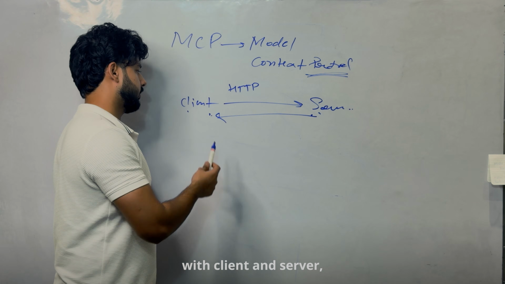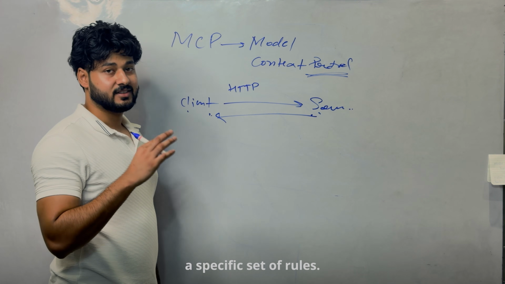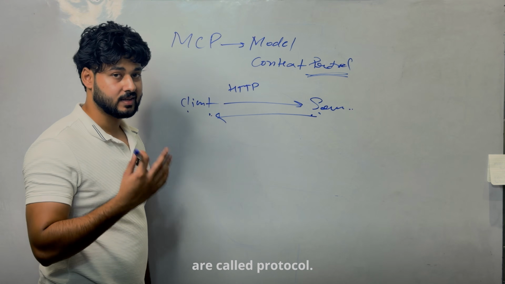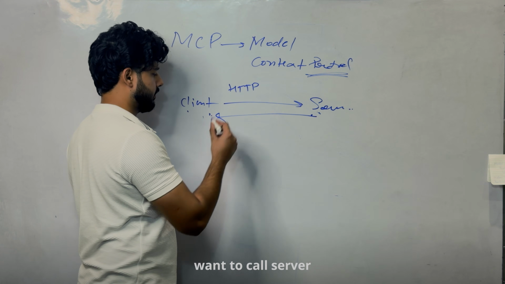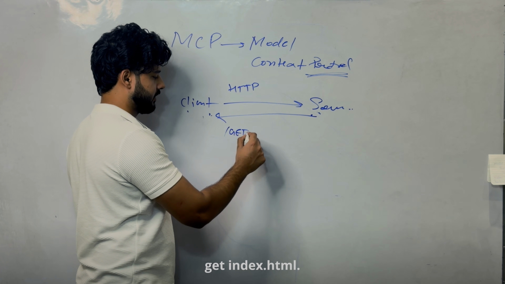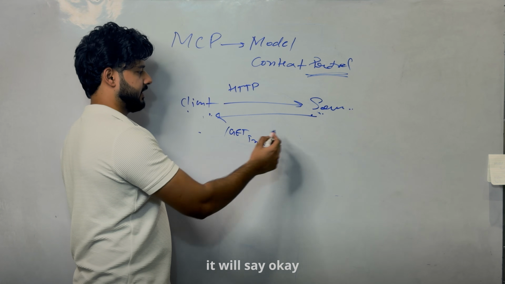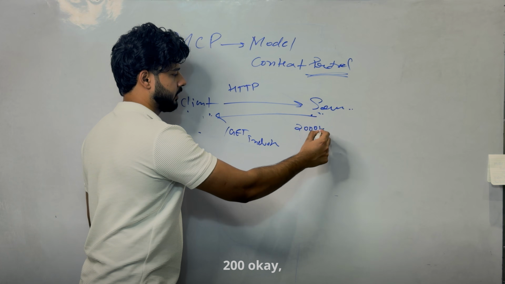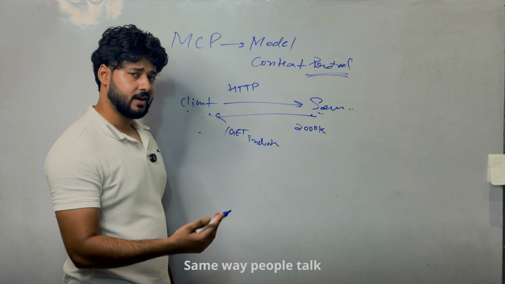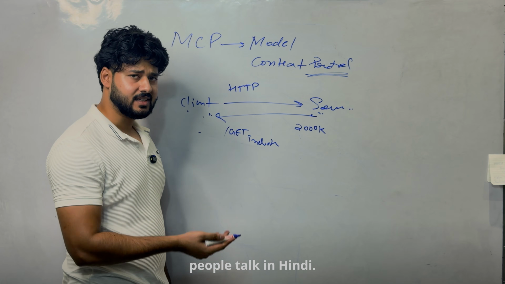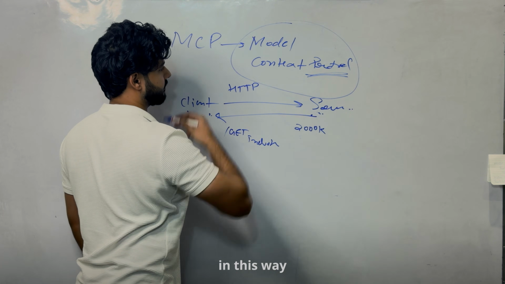When the client and server talk, they follow a specific set of rules, and those rules are called protocol, right? If this client wants to call the server, it will say GET /index.html. If the server wants to respond to the client, it will say 200 OK. Now this is their way to talk with each other. Same way people talk in English, Hindi, Spanish, French, right?